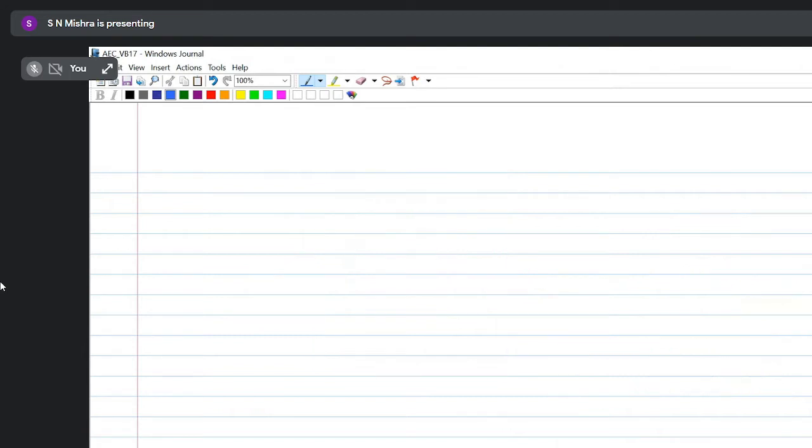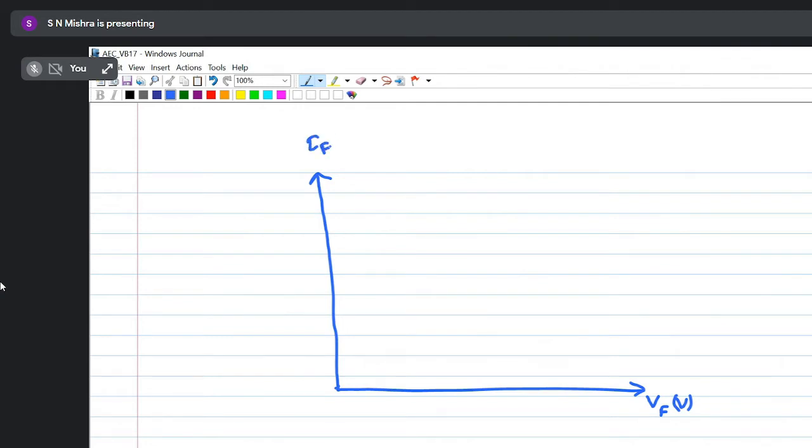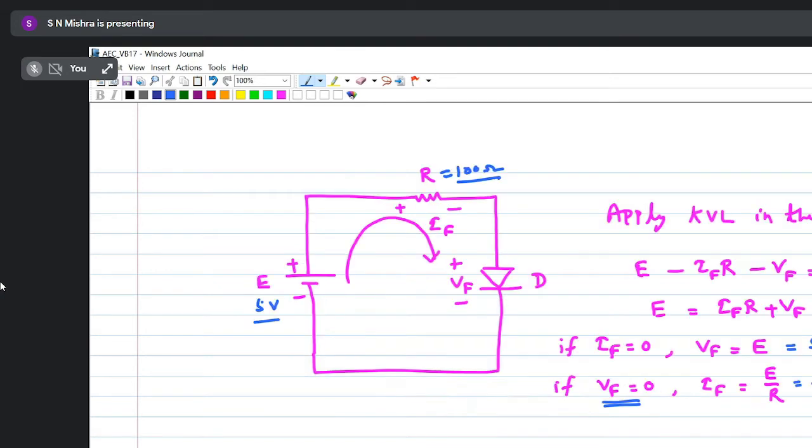Now I'll draw the characteristic here. I'm plotting a graph of VF, that means diode voltage, versus diode current. I'm taking this as 0, 1, 2, 3, 4, 5, 6, 7. Similarly here, 10 milliampere, 20, 30, 40, 50, 60. So I have found the maximum current and maximum voltage of this circuit.